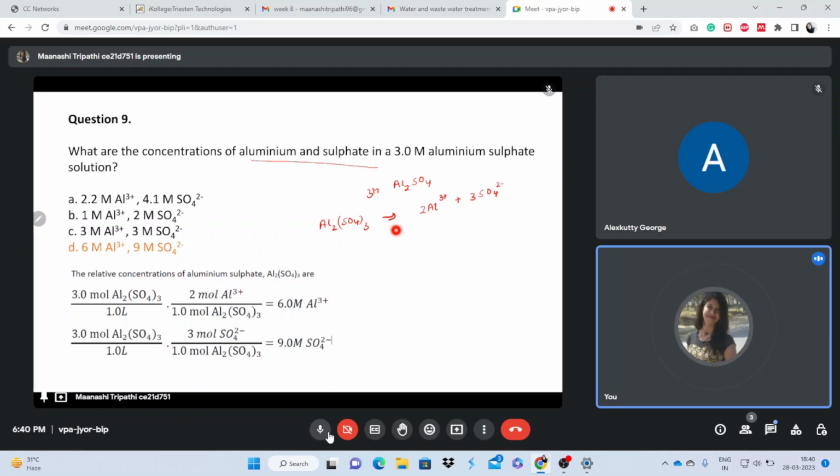Okay. So this 2 is coming here. So it came around 6 mole of Al3 plus. And when this same 3 mole of Al2(SO4)3 dissociated, it gave 3 moles of sulfate each. So this came as 9. So 6 to 9 molar of aluminum and sulfate. So this is nothing but the coefficient values, these coefficient values 2 and 3. We'll move towards the next question.